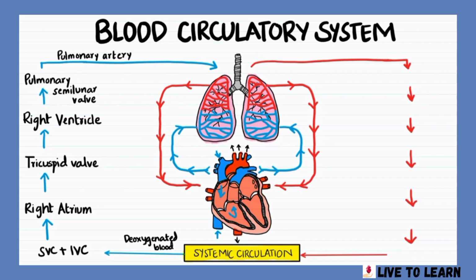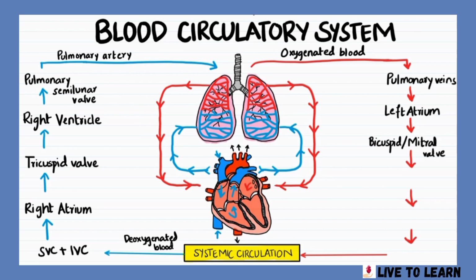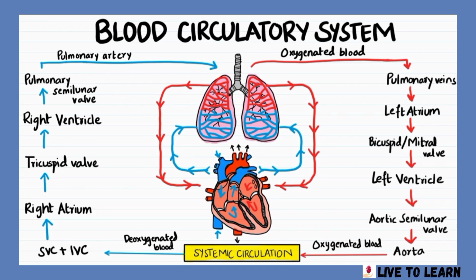The pulmonary semilunar valve opens when the right ventricle contracts, and blood is carried by the pulmonary artery to the lungs for oxygenation. Oxygenated blood from the lungs reaches the left atrium via the pulmonary veins, and when the left atrium contracts, the bicuspid or mitral valve opens and blood enters the left ventricle. On contraction of the left ventricle, the aortic semilunar valve opens and the blood is ejected into the aorta and into the systemic circulation. And the cycle goes on.